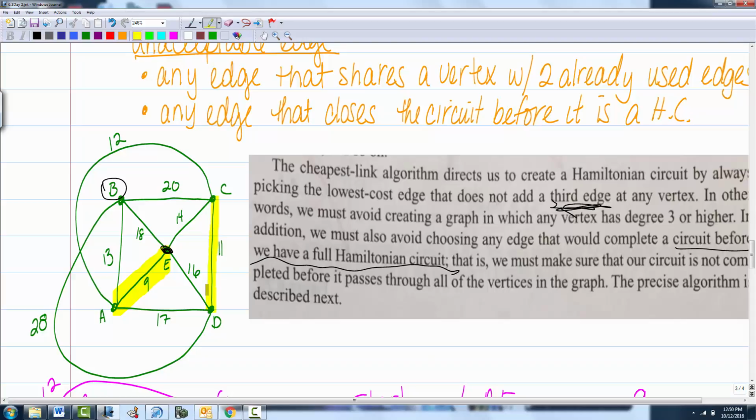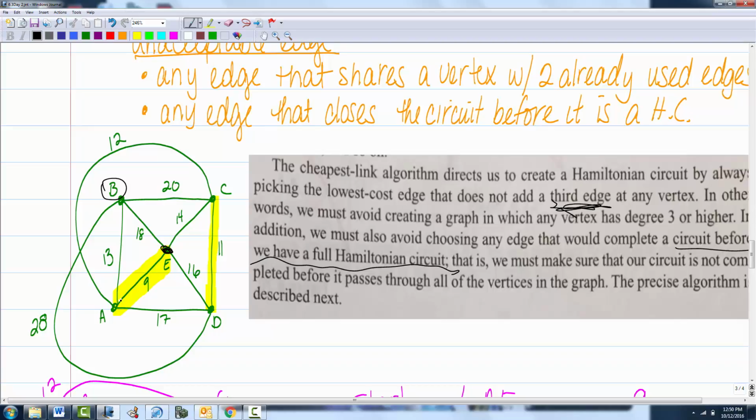Yes or no? Okay. I only have degree 1 here and degree 1 and degree 1 and degree 1. This is what I mean about no more than degree 2 on each vertex. We're making a subgraph out of this. I'm fine right now, and I did not have to go in order. What I'm doing is trying to select all the smallest edges without creating a degree 3 and without closing the circuit too early.